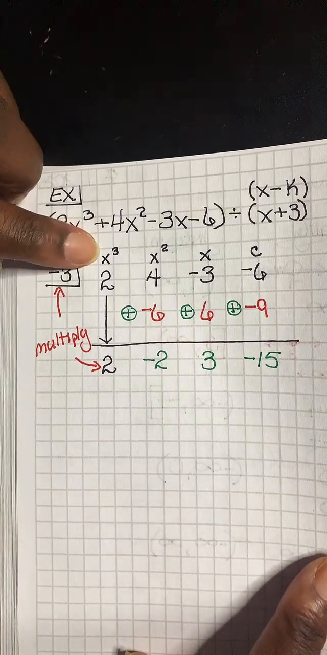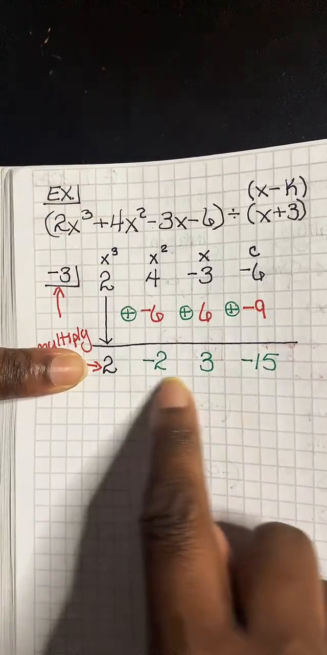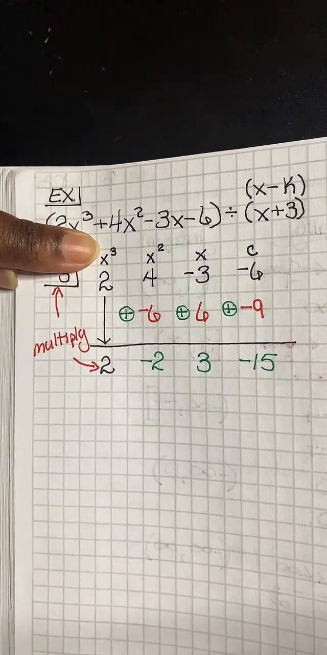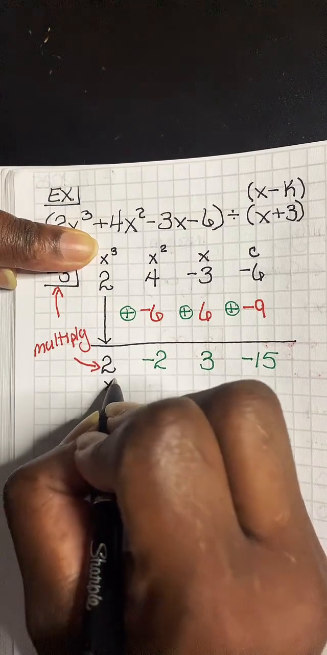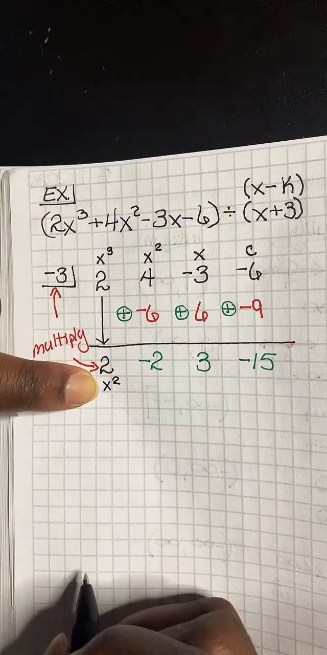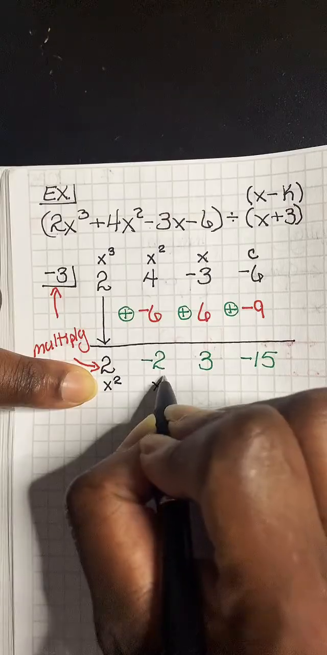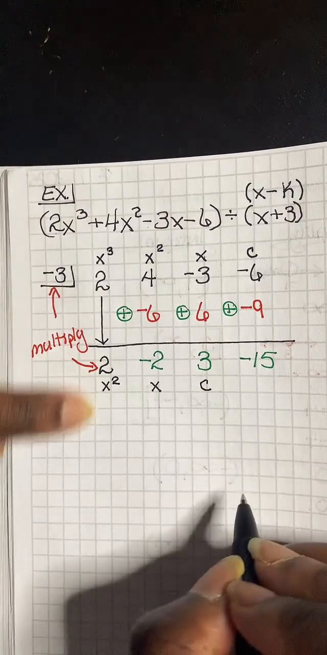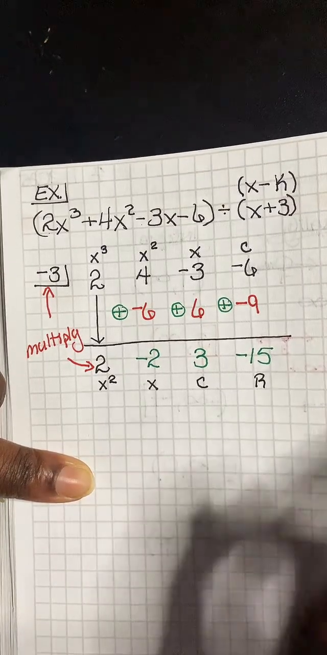So our original was an x cubed. This is basically our answer, but we just have to go 1 degree less. So that means this will be my x squared because we started with the cube. 1 degree less will be x squared. Now I can go down the line. That'll be x to the first power, or just x. This will be my constant. That means this -15, that's going to be my remainder.